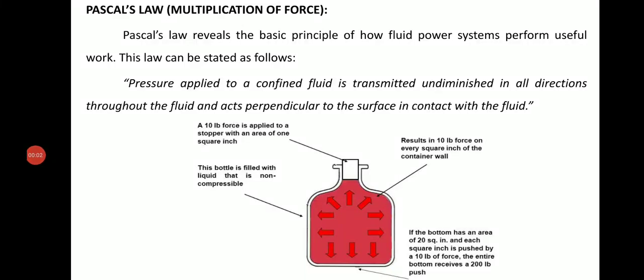Pascal's law, multiplication of force. Pascal's law reveals the basic principle of how fluid power systems perform useful work. This law can be stated as follows. Pressure applied to a confined fluid is transmitted undiminished in all directions throughout the fluid and acts perpendicular to the surface in contact with the fluid.